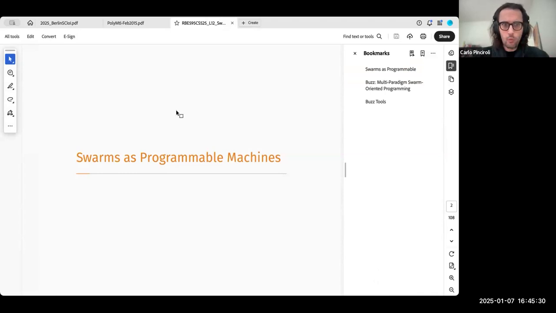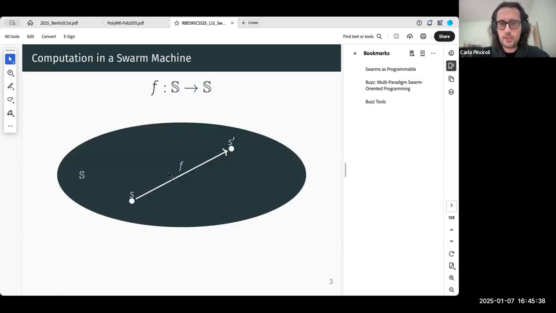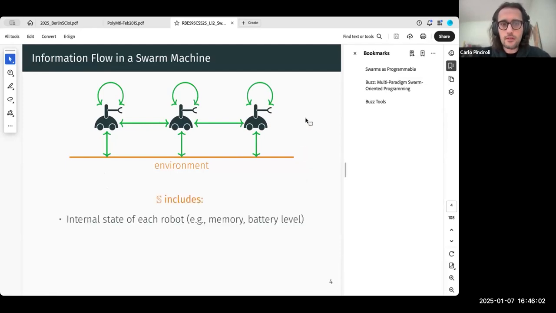So let's understand what a swarm is from the perspective of a programmable machine. You can understand a program as a function that takes the swarm state and brings it to a new swarm state. So the question is, what is a swarm state? What are the things that matter in this case? The idea is that the robots connect to the environment. So they have to sense the environment and interact in the environment. The robots have to talk to each other, and then the robots have to have some sort of cognition. So they have to have some internal state that they maintain. So our state needs to include the internal state of the robots. It can be memory or some physical aspect like battery levels.